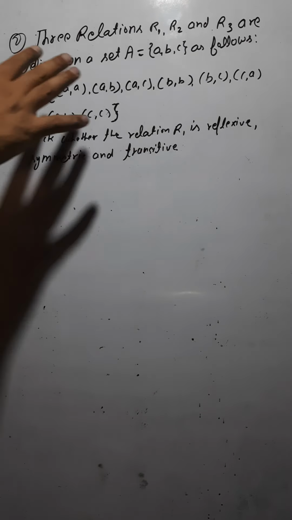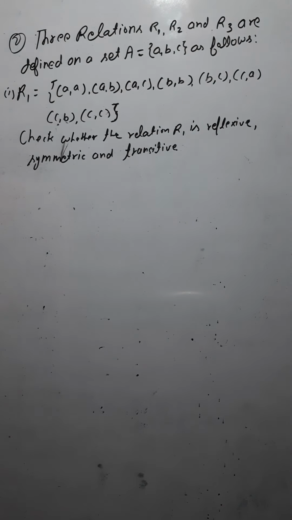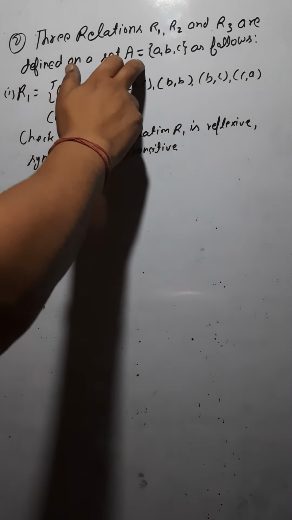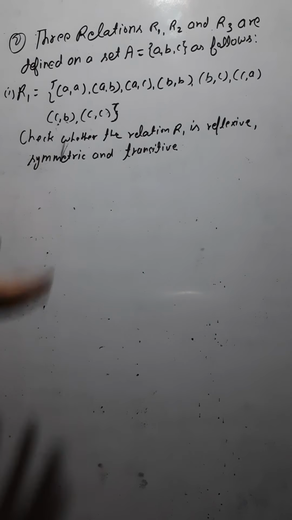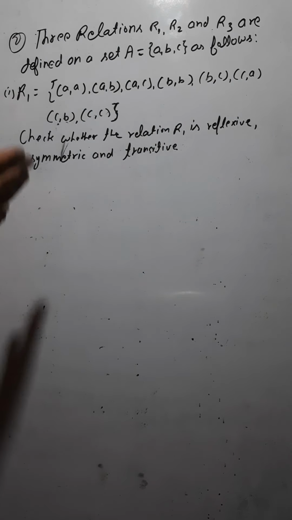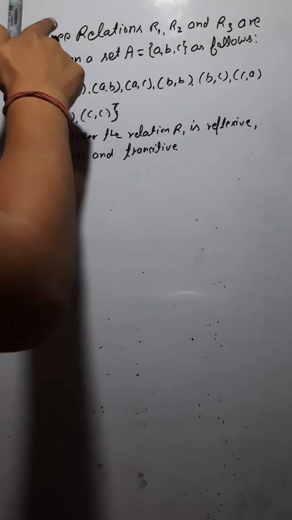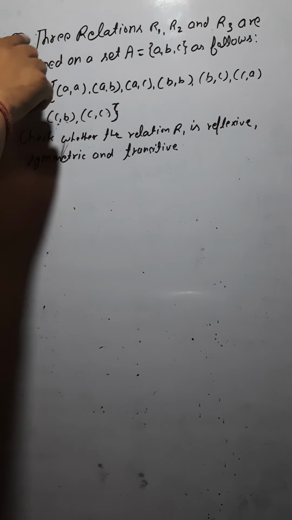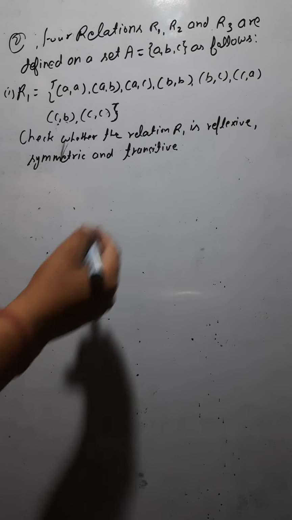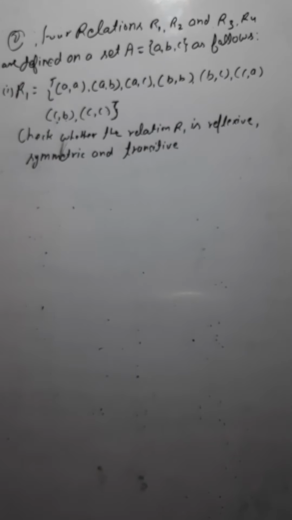The question is: three relations R1, R2 and R3 are defined on a set A. This is the set A = {A, B, C}, and we have been given relations here. R1, R2, R3 and R4 also. So rather, I would write four relations here, because in the question four relations have been given. Four relations R1, R2, R3 and R4 are defined on the set A as follows.